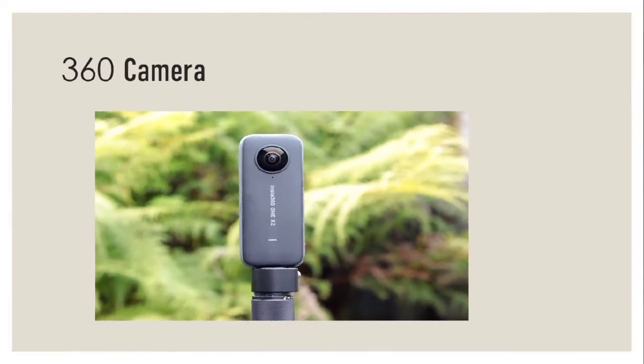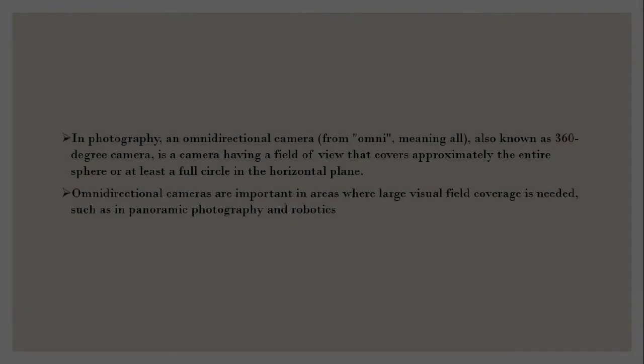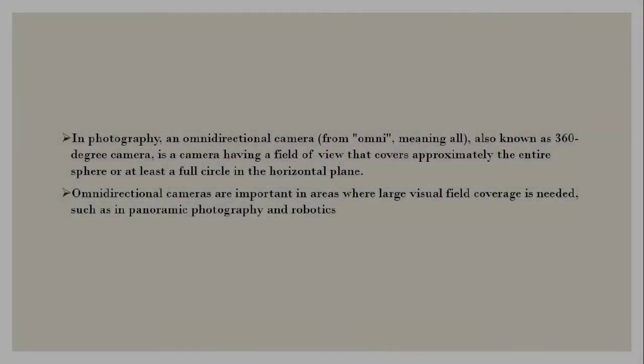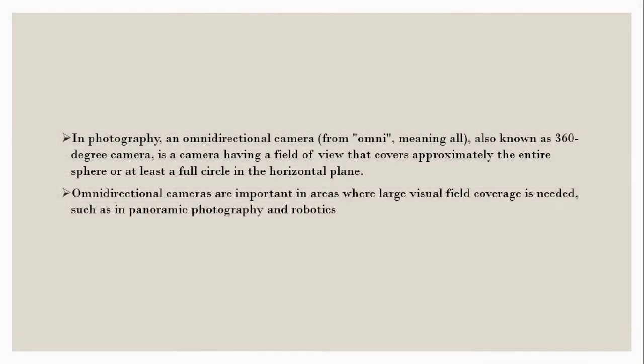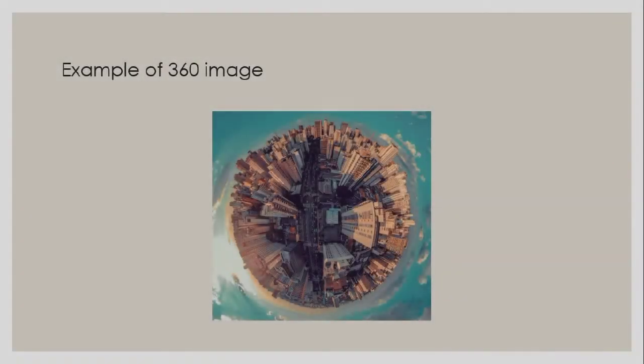So we have the 360-degree camera. In photography, an omnidirectional camera, also known as a 360-degree camera, is a camera having a field of view that covers approximately the entire sphere or at least a full circle in the horizontal plane. Omnidirectional cameras are important in areas where a large visual field coverage is needed, such as in panoramic photography and robotics. These are examples of 360-degree images taken by a 360-degree camera.